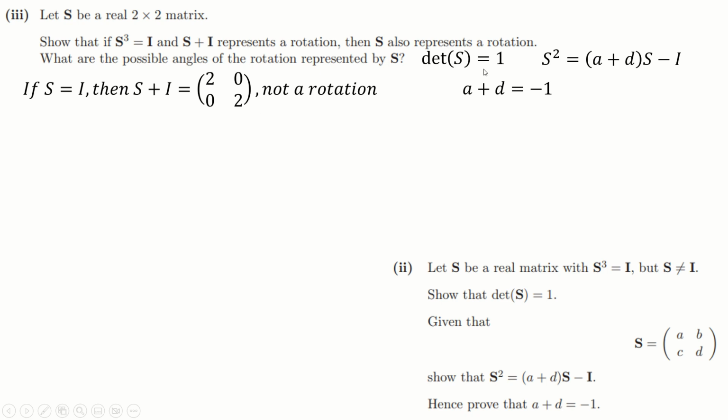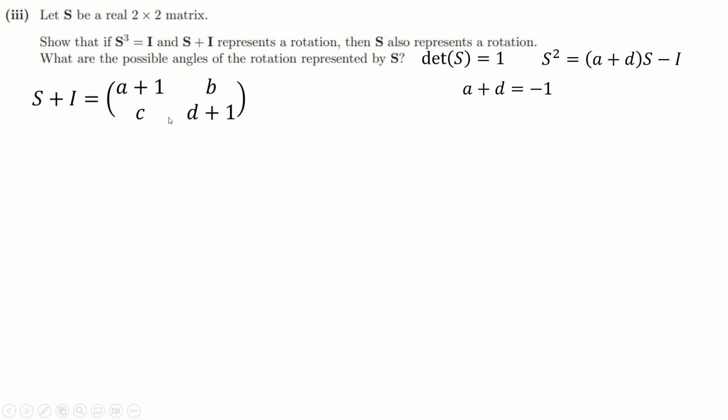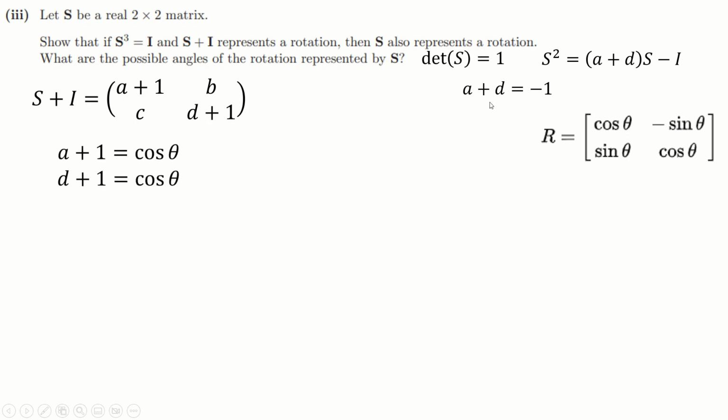So now we can deal with this stuff, and that's all good. So now s plus I represents rotation. So let's just call s, of course, a, b, c, d. So s plus I is this business. And now that represents a rotation, apparently. So therefore, it's something like this. So therefore, a plus 1 is cos theta, and also d plus 1 must be cos theta. In a rotation, these two figures are the same. So a plus 1 must equal d plus 1, but a plus d equals minus 1.